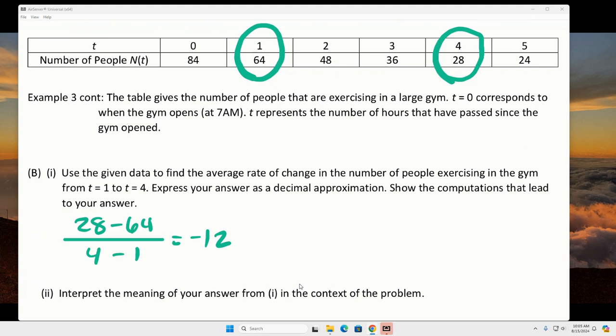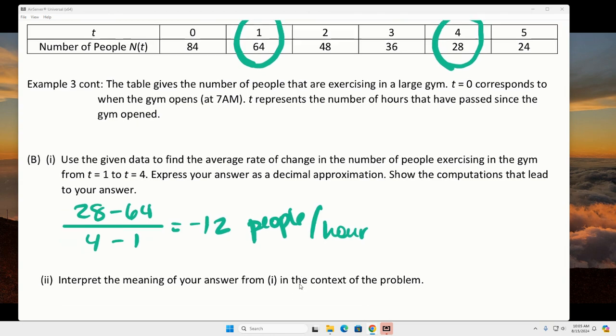Now you are not technically responsible for putting the unit on this, but I want us to because it's going to help us answer the next question. So what would the unit of this rate of change be? Very good. People per hour. Because we subtracted people in the numerator and subtracted hours in the denominator.